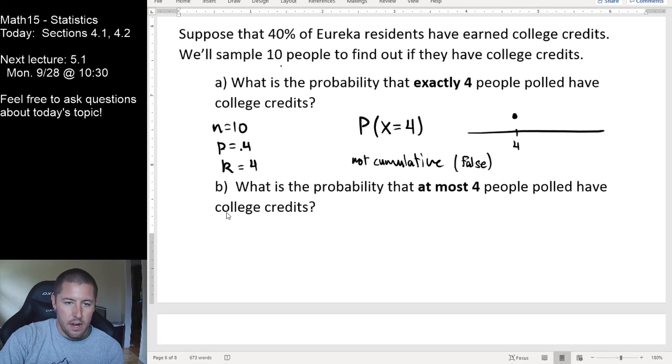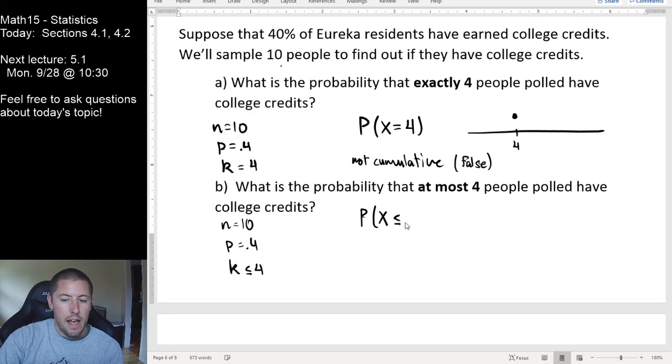So in this case here, I'm thinking that n is 10 still. Our probability of success is still 0.4. But in this case here, k is more like less than or equal to 4. This is at most 4 successes. So in this case, I'm really looking for the probability that our variable takes on a value that is less than or equal to 4.